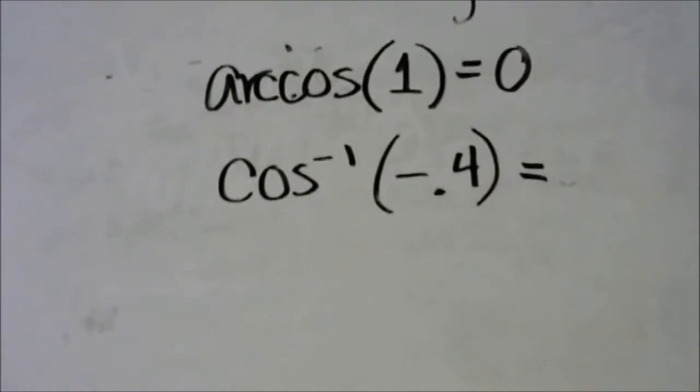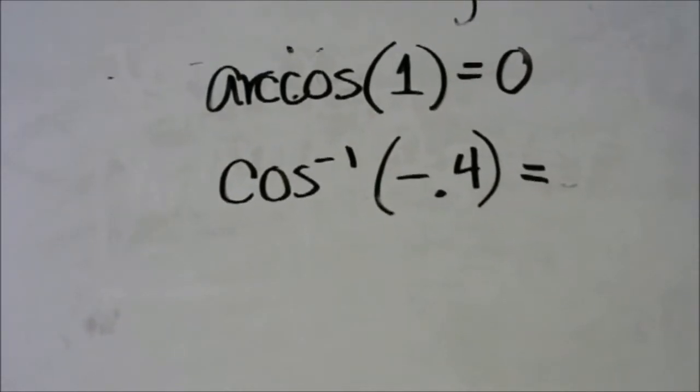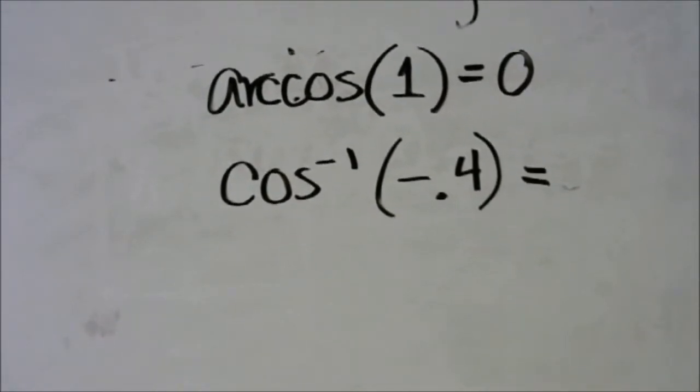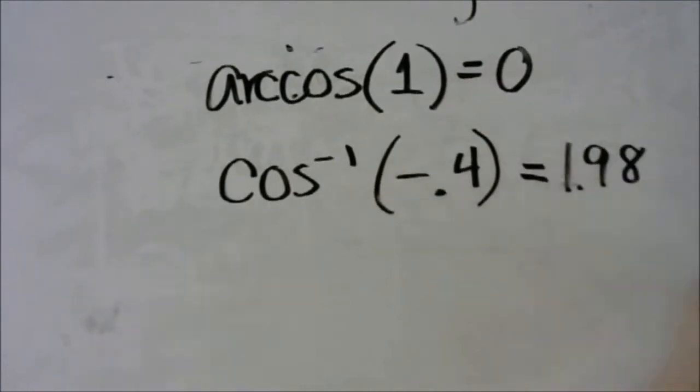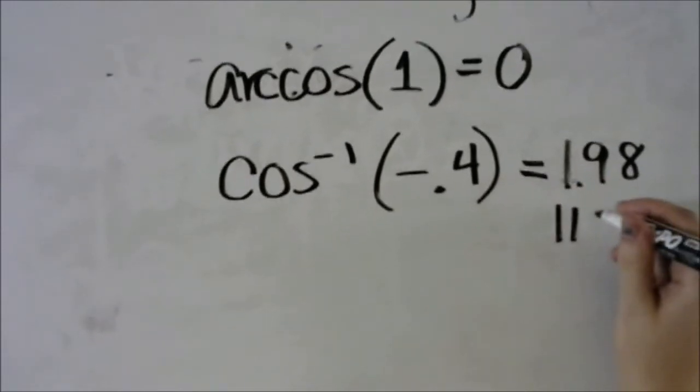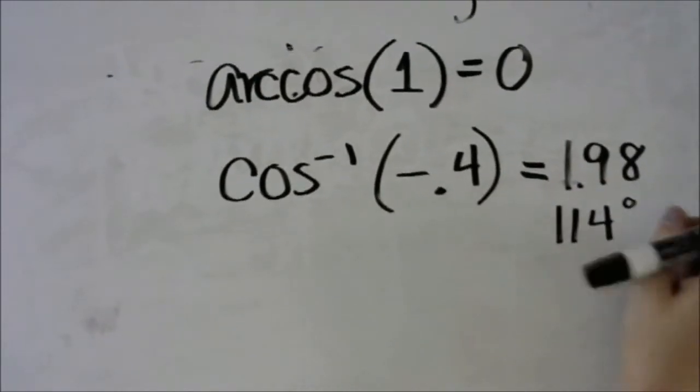Since negative 0.4 is not on our unit circle, we're actually going to use our calculator in order to compute the inverse cosine. With your calculator, type second cosine of negative 0.4. The answer is about 1.98 radians. If you are in degree mode, the answer is about 114 degrees.